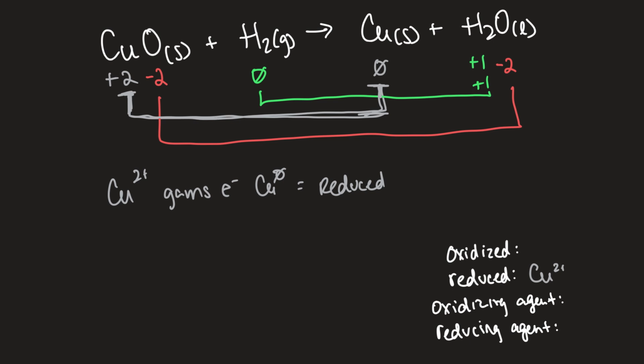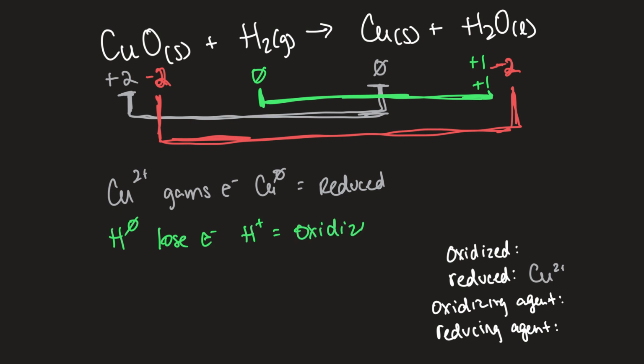Now let's look at oxygen. Oxygen starts off as -2, and then as it goes through the chemical reaction, it's still -2. So oxygen is neither reduced nor oxidized. Nothing happened to it. Now, hydrogen starts off as a 0, and then it becomes a +1. So we have H, which starts off as 0, and then it loses an electron to become H+1. So that means hydrogen itself has been oxidized. So what has been oxidized? Hydrogen.